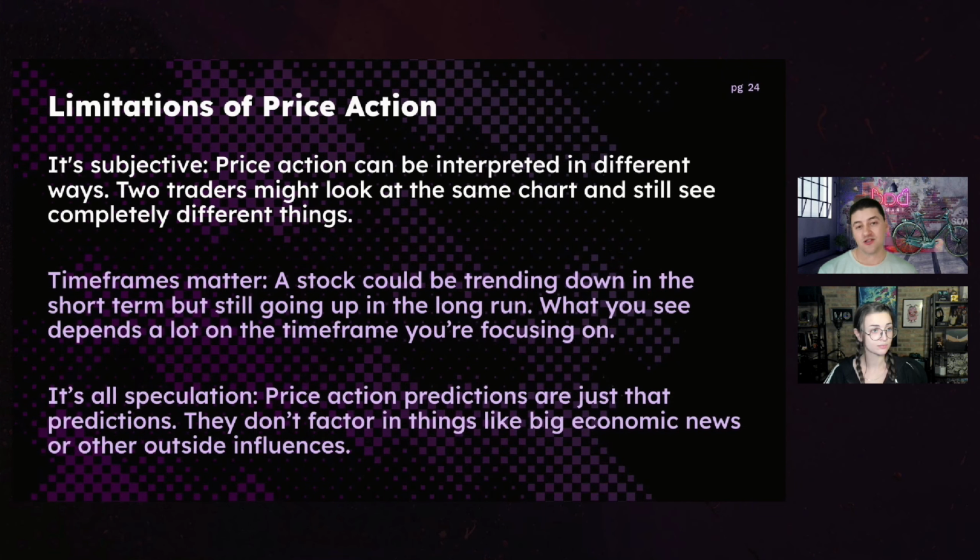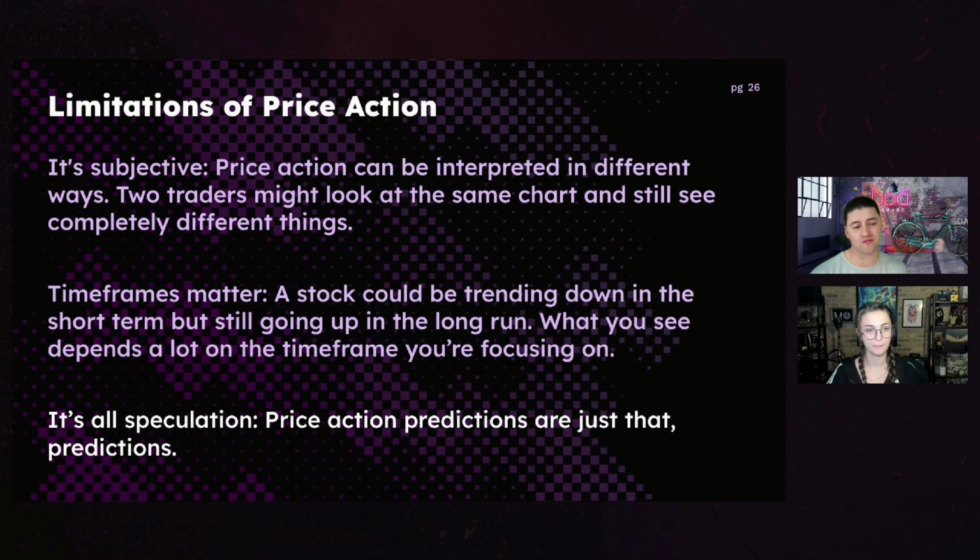And some limitations of price action, because obviously it's key to look into them. It's subjective. Whatever a person is looking at in a chart, I can look at it in different ways. Time frames matter as well. For sure, a stock could be trending down in the short term, but still going up in the long run. What you see depends on the time frame you're focusing on. That's why I prefer to look into bigger time frames, because I think that gives you a clearer idea of what's happening in the asset you're looking into. And it's all speculation. Price action predictions are just that, predictions.